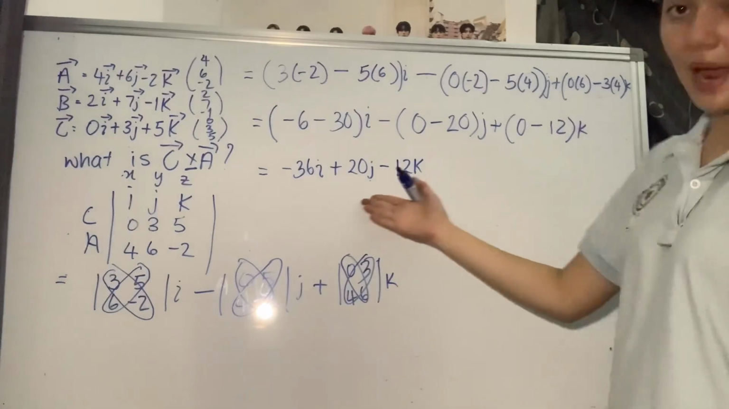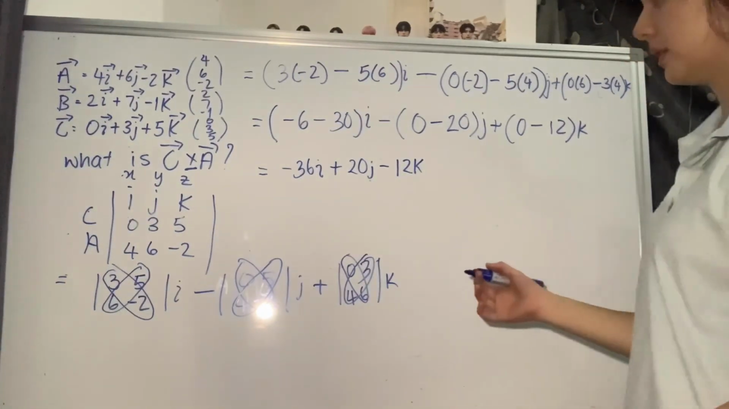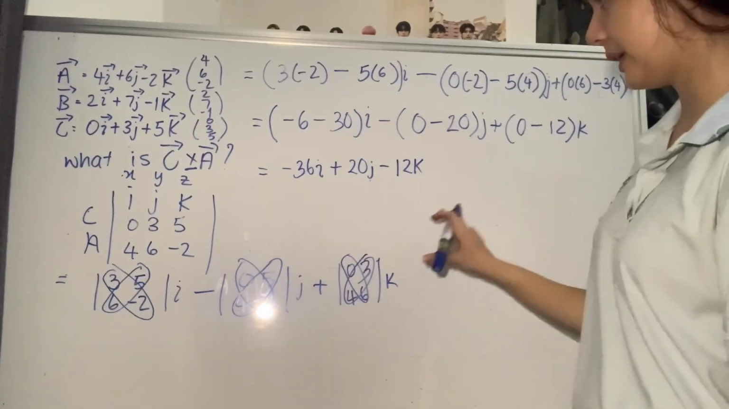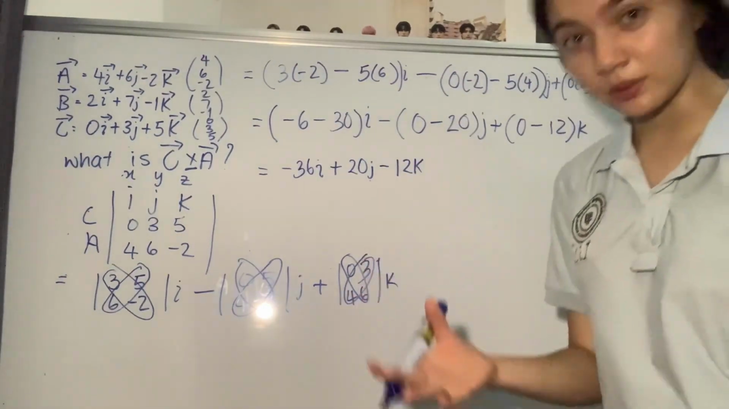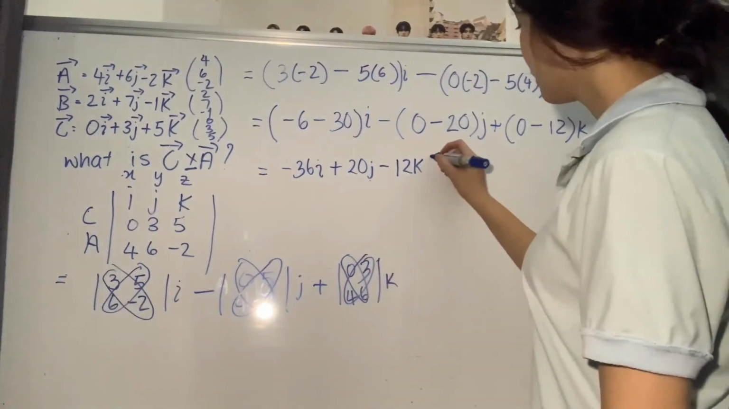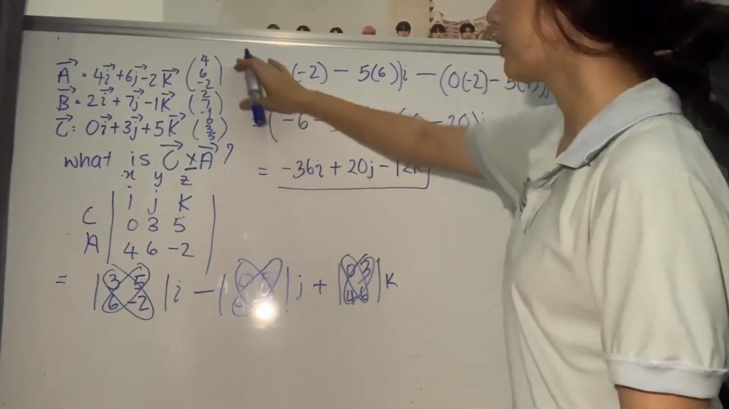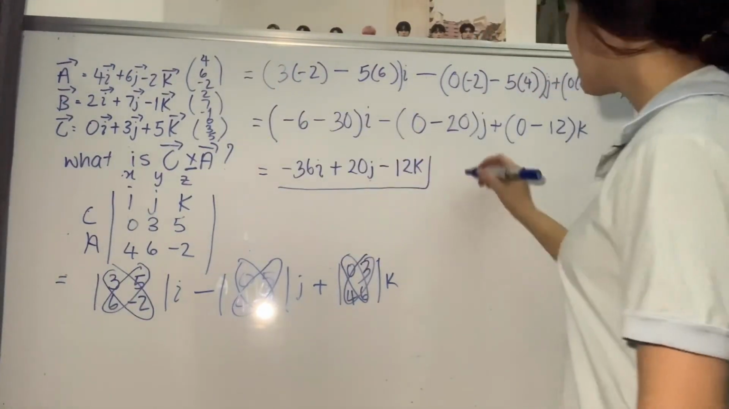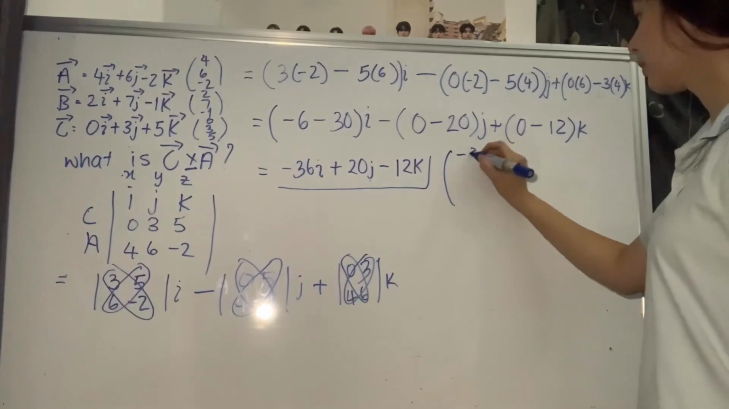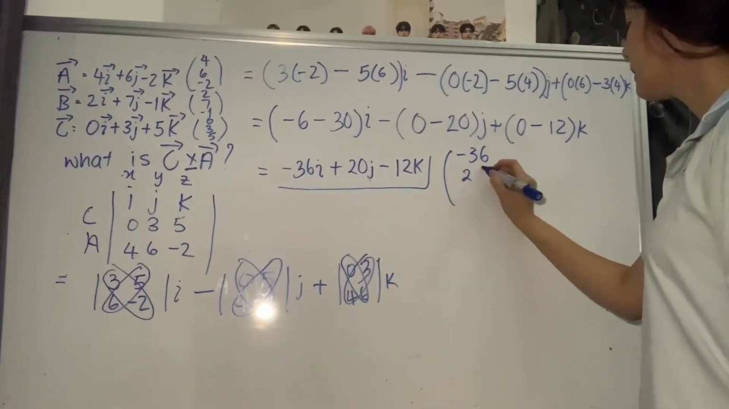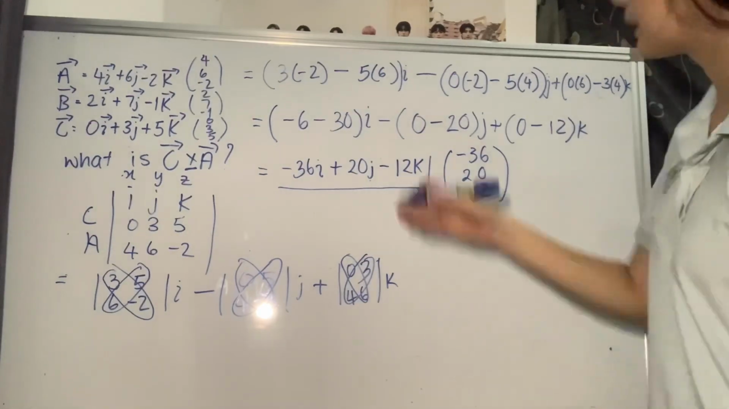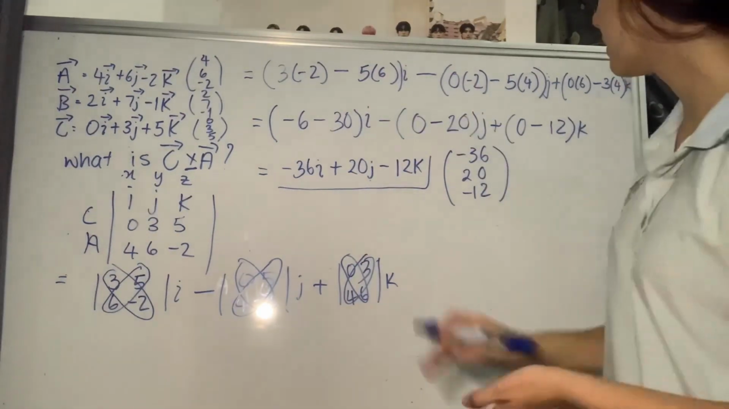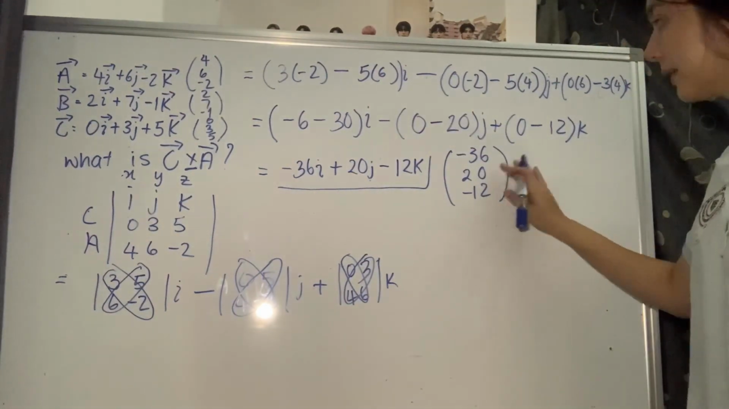So this is our answer, and it's a lot simpler than it looks. I know that it looks difficult, but once you actually do it, it's a lot simpler than it seems to be. We can also write it in this form, which is equal to negative 36, 20, and negative 12. Just a reminder that i, j, and k is x, y, and z. So this would be x, this would be your y, and this would be your z.